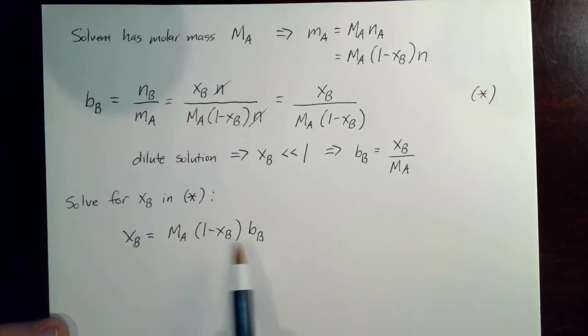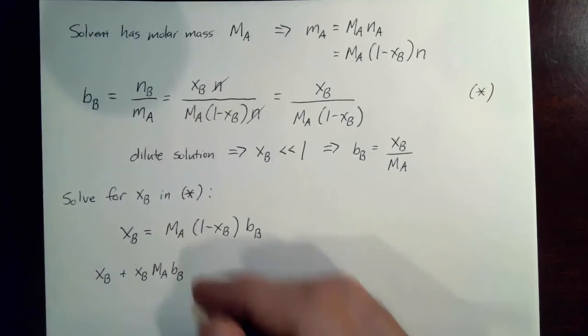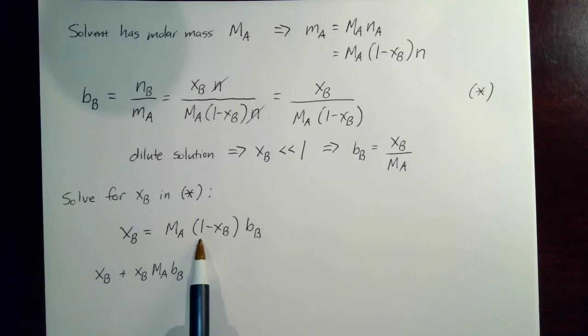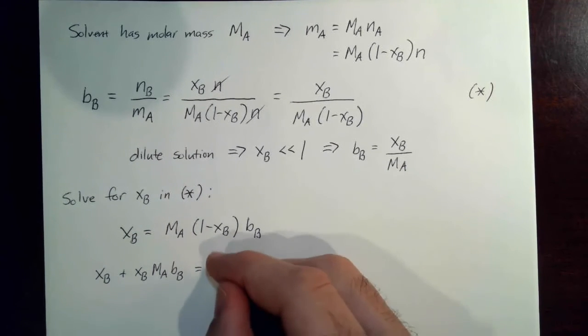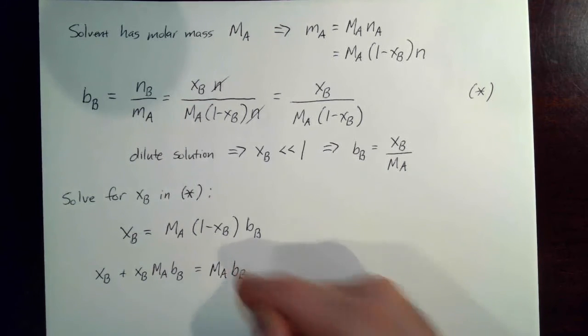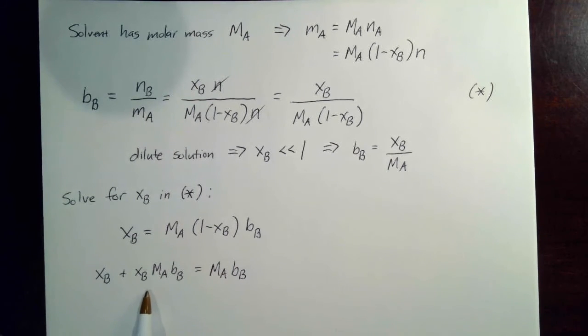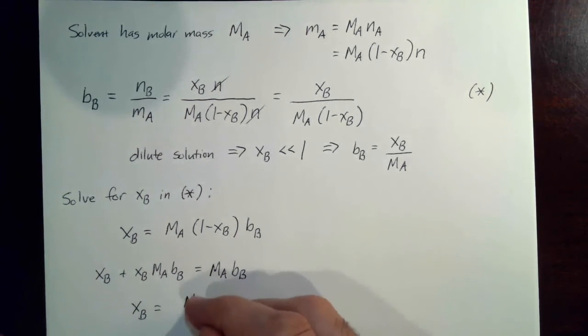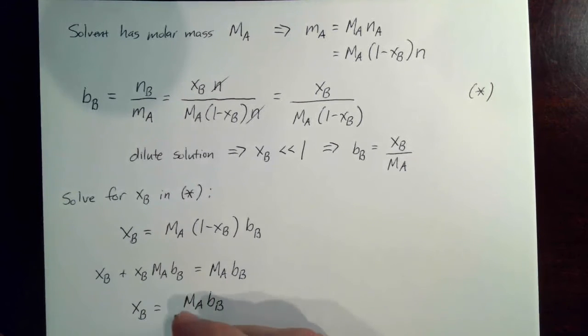All right, so now I have an XB on both sides, so I need to group this. So what I'm going to do is add this XB over here, and to do that it's going to bring along a bB and an MA. So the left-hand side looks like that, and then what's left is this 1 times MA and bB. Over here I can factor out the XB, and then I'll divide by the coefficient that appears in front of XB over here to get my formula for XB, which is this.